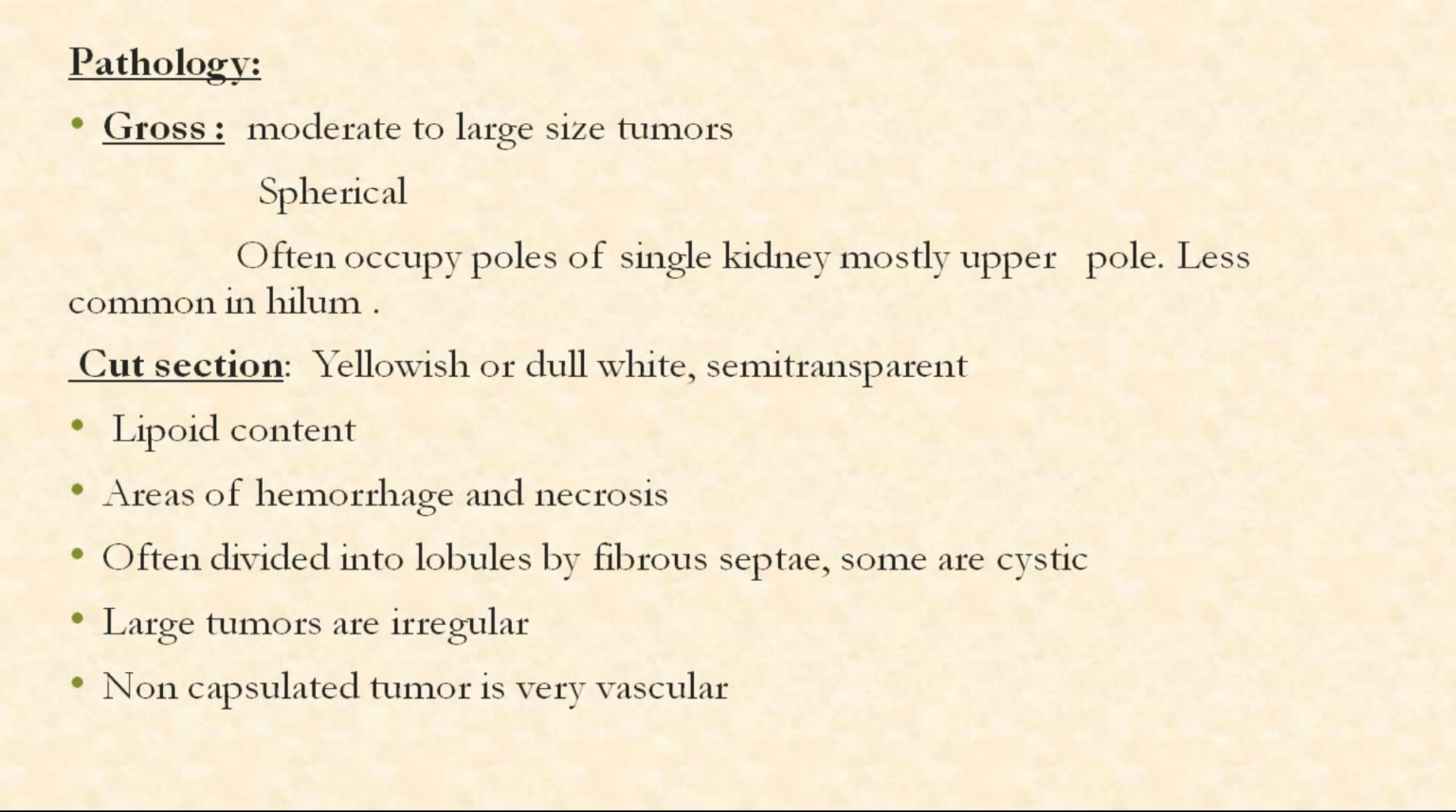So what is the pathology? Pathology means you should write macroscopic features and microscopic features. So what are the macroscopic features? These tumors are usually moderate to large in size. The shape of the tumor is spherical, round. Usually it may occur in either the upper pole or lower pole, very rarely in the hilum of the kidney. When you cut a section of the tumor, it is semi-transparent, either yellowish in color or dull white in color. Some lipoid content may be present in the tumor itself.